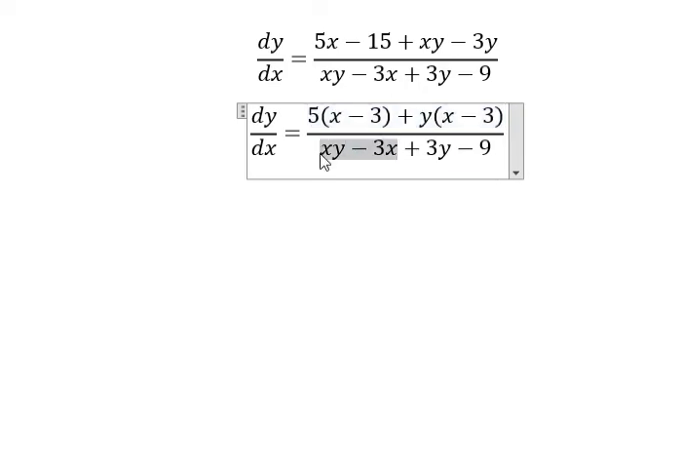Similar for this one, we have s and we have y minus 3. We have number 3 and number 9. That's 3 multiplied by y minus 3.